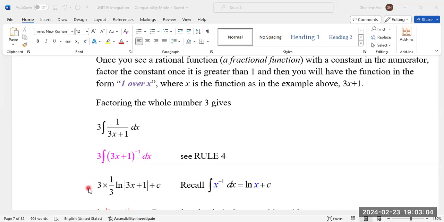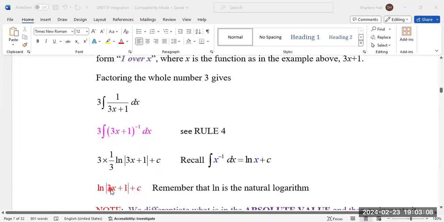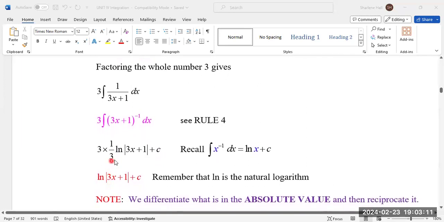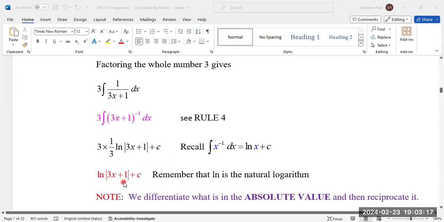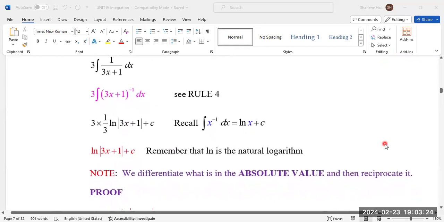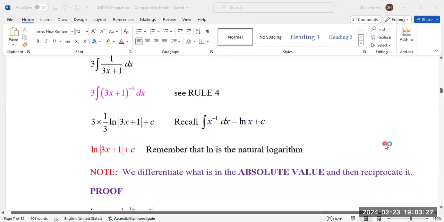Correct. 3 times a third is 1. And 1 times ln, the absolute value of 3x plus 1 plus c, is just ln, the absolute value of 3x plus 1 plus c. So one of the things I'm saying to you is that remember that ln is a natural logarithm. So we're going to differentiate what is in the absolute value, and then we reciprocate it.